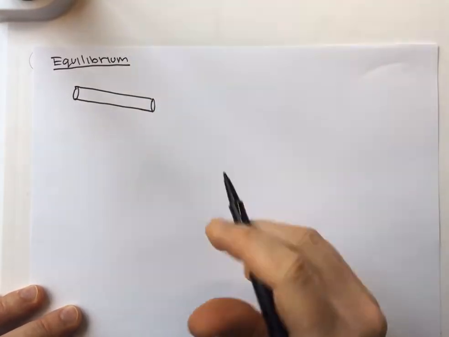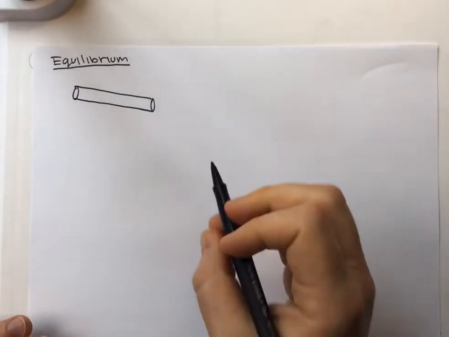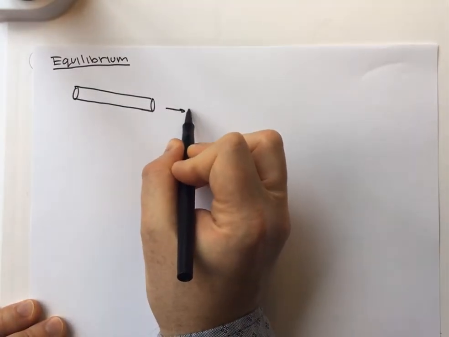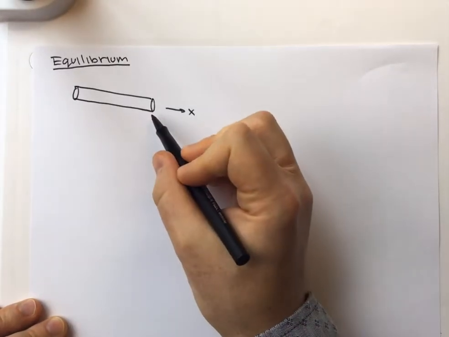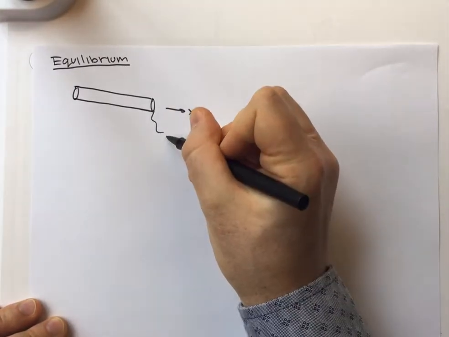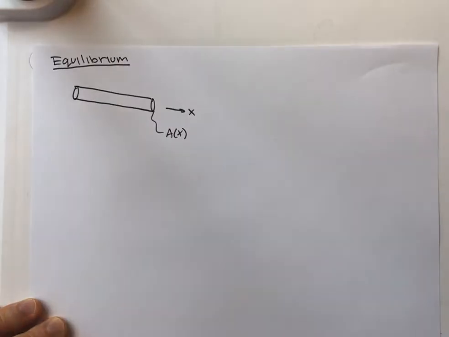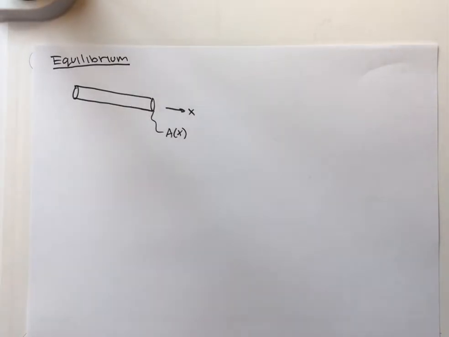And that rod is going to have a coordinate system. So we'll put x going in that direction. And it's also going to have some area, A of x. And we're going to assume that that area changes fairly gradually so that we don't have any abrupt changes that we need to worry about.